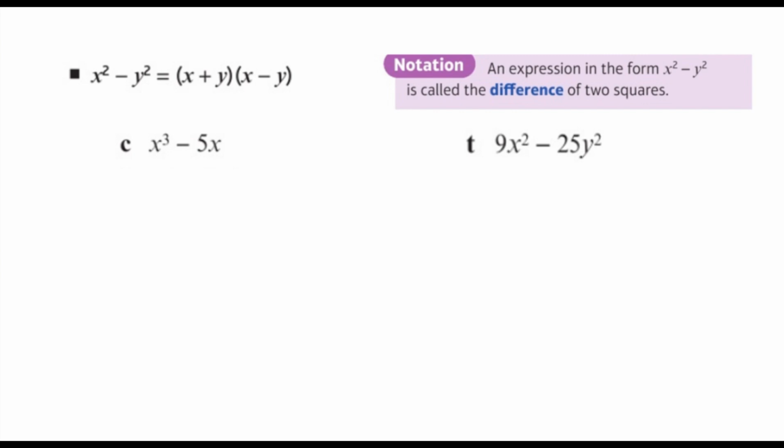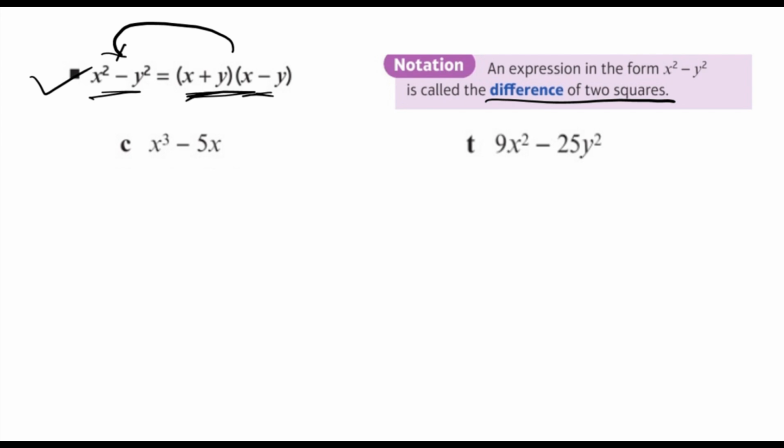Now the next identity for factorizing is what we call the difference of 2 squares. So x squared minus y squared is equal to x plus y times x minus y. If you want to know how you get this identity, multiply the two brackets and you will get this answer, which is the opposite of expansion. That way we can use this identity. Let's see how we use it.